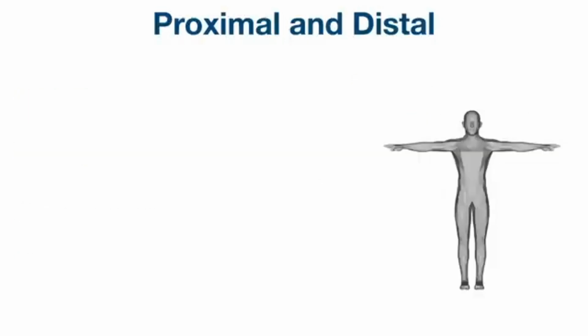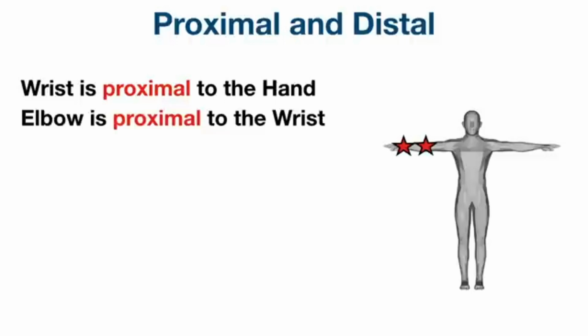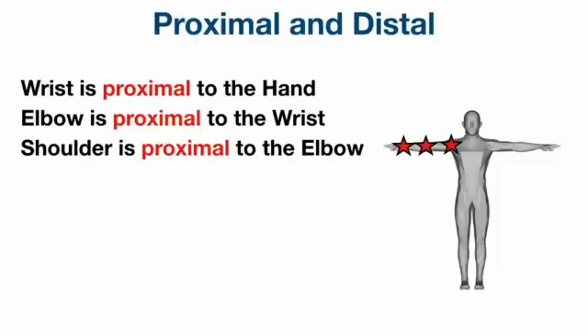Let's look at some examples of proximal and distal. The wrist is proximal to the hand because the wrist is closer to the trunk than the hand is. The elbow is proximal to the wrist because the elbow is closer to the trunk. And the shoulder is proximal to the elbow because the shoulder is closer to the trunk. Remember, proximal means toward or closer to the trunk.